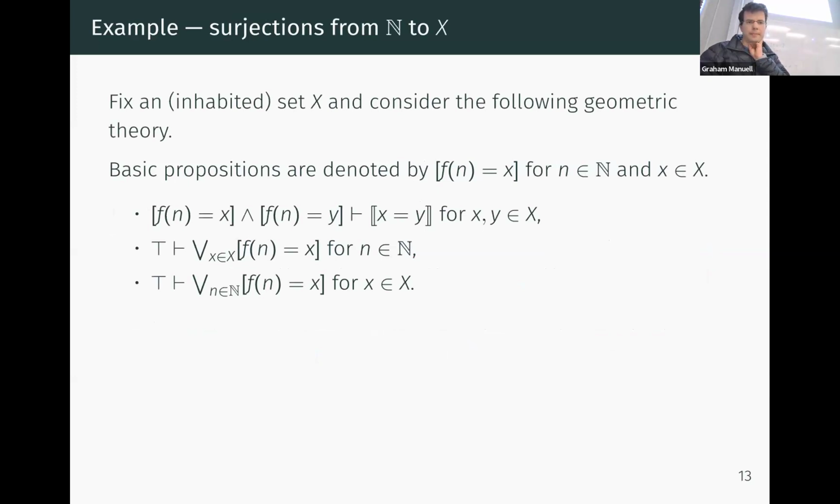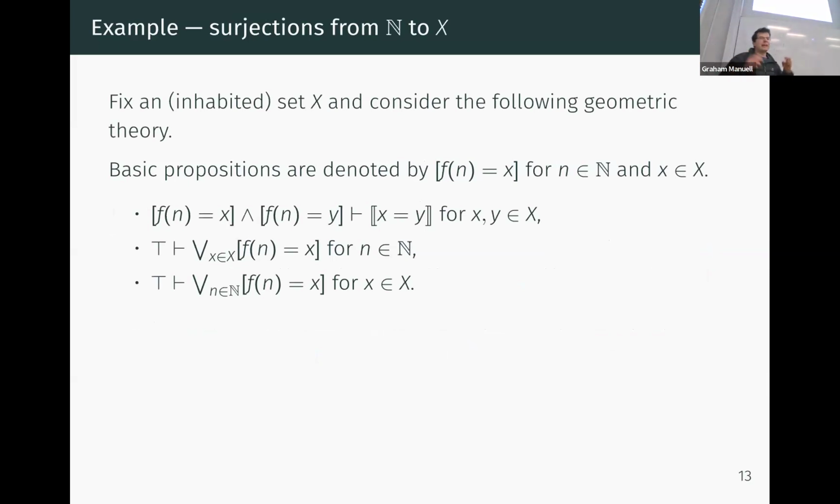Okay. So my final example for today is a strange one. Let's fix a set X and let's make it inhabited. Inhabited is just saying it has some element; there's some element in the set. Classically, you'd say non-empty, but constructively, you want to be a bit more precise. So we say there's some element in the set.